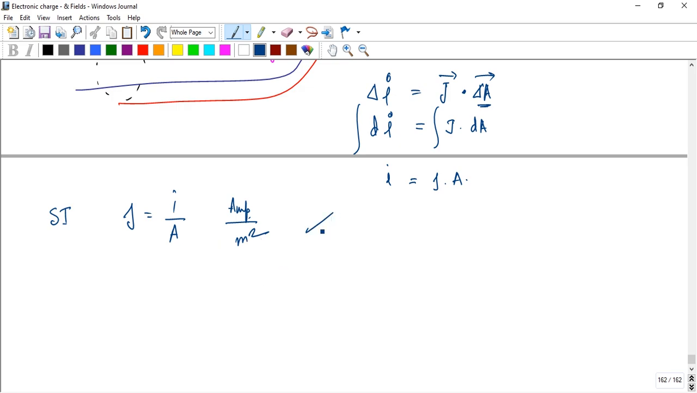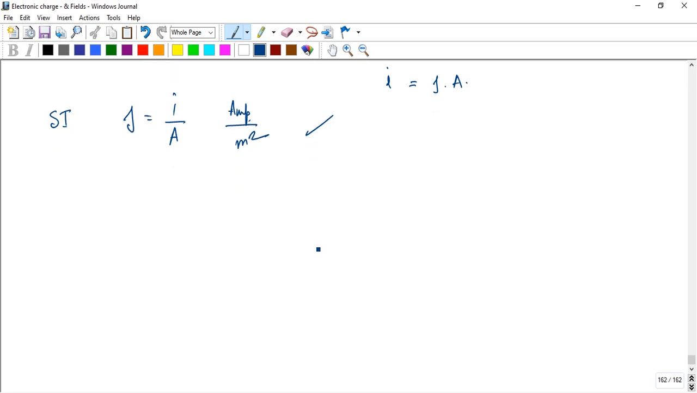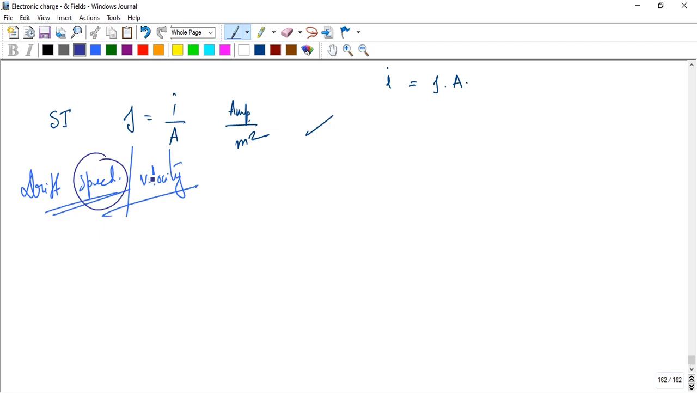Now another concept we discuss is drift speed. Some books call it drift velocity; both are the same. The actual concept behind speed and velocity is a little different, because speed is a scalar quantity and velocity is a vector quantity, otherwise the magnitude is the same. Now, what is drift speed?